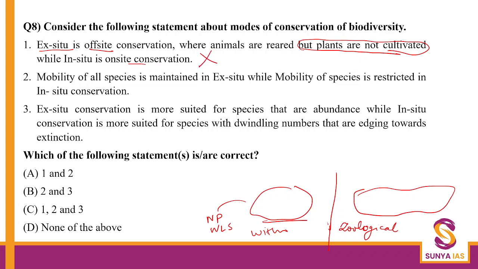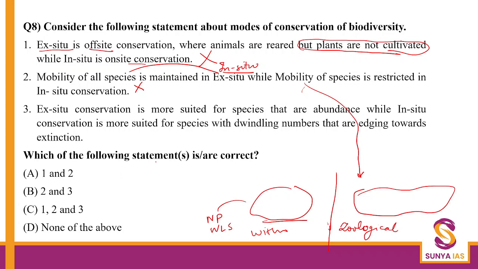Second, mobility of all species is maintained in ex situ, whereas the mobility is restricted in situ. Okay, so again, wrong. They've actually swapped the statements. Mobility of all species is actually maintained in situ and the mobility is restricted in ex situ. Of course, you are moving it outside to an offsite region. So if you're moving it to a different place, you would want to restrict and control the movement of the species. So again, this is wrong.